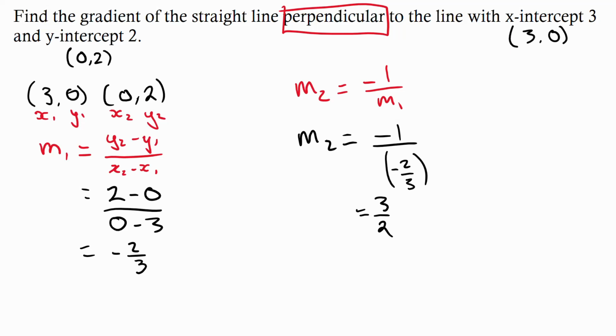Now if you didn't want to use a calculator, just so I can show you, this is going to be negative 1 divided by negative 2 over 3. We don't like dividing by fractions, so we find the reciprocal by flipping this, and we get negative 1 times 3 over negative 2, and that ends up being negative 3 over negative 2, and the negatives cancel out, so we're left with 3 over 2. So that's all we had to do for this, find the gradient of the straight line perpendicular, which is what we did there. And we'll go on to another example now.